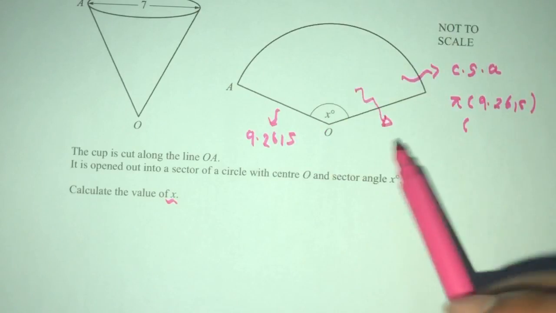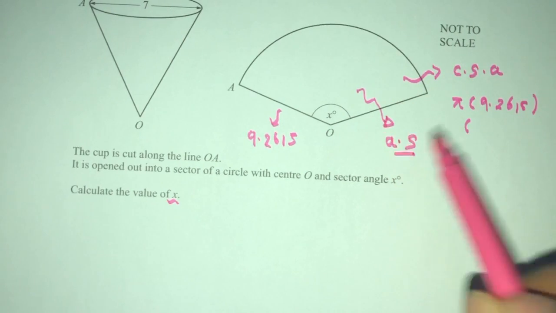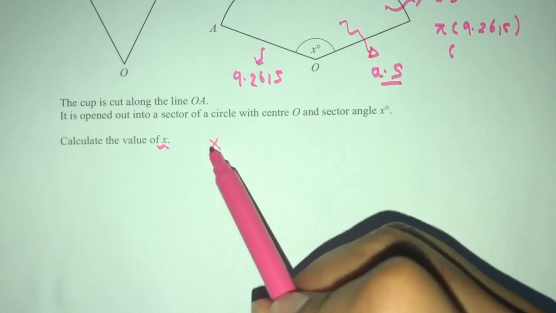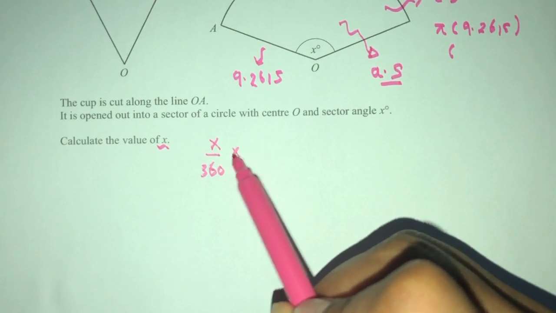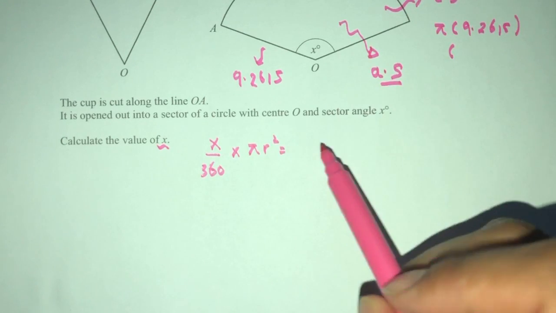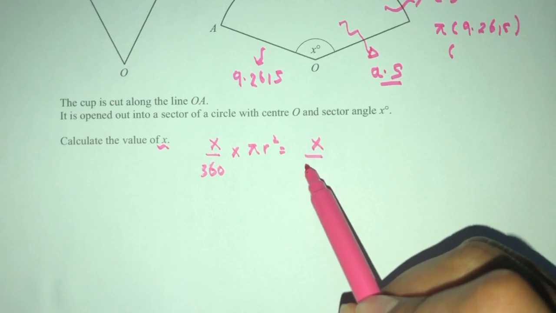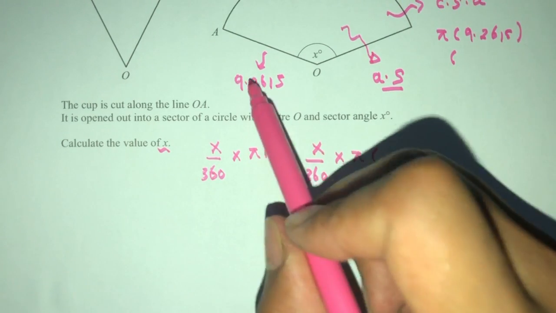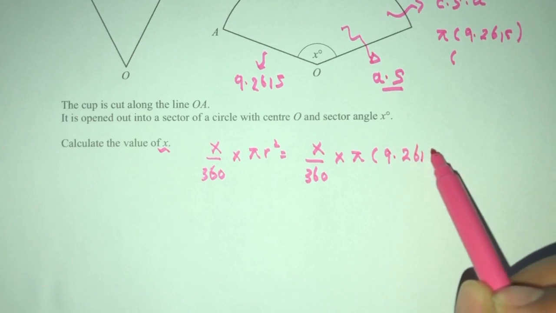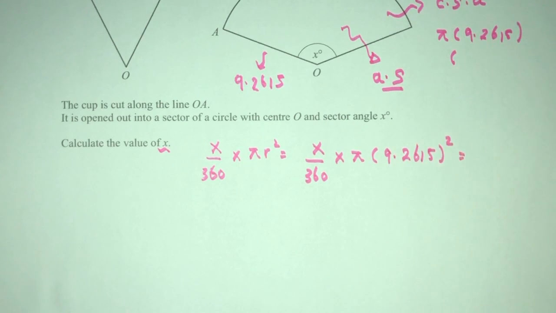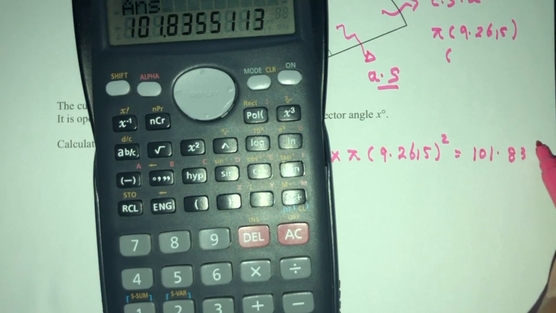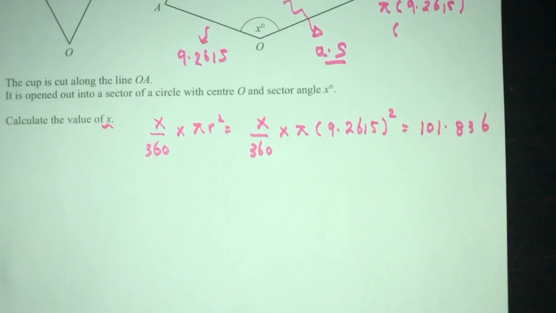Now, what is this area? You will say this is the area of a sector, right? How do you find this? Very easy. You will find this by taking the angle over 360 times pi r squared. Angle we don't know, over 360 times pi. Pi is pi. The radius is now 9.2615. Square is supposed to give you the value here, which is 101.836. Now from here we can definitely simplify to find the value of x as needed.